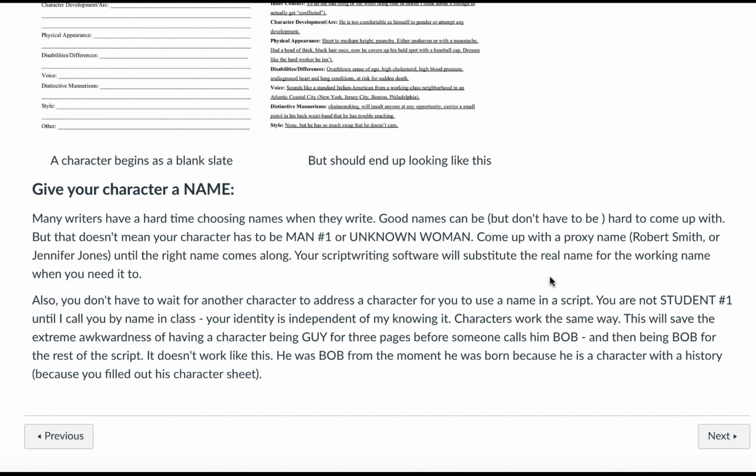Think about it this way. You are not student number one until I call you by name in class. You already have a name. You already have a life. Your identity is independent of my knowing it. Your characters are the same way. So if you have a character and his name is Bob, he will begin the script as Bob, even if no one else knows his name. He knows he's Bob. And that's important.